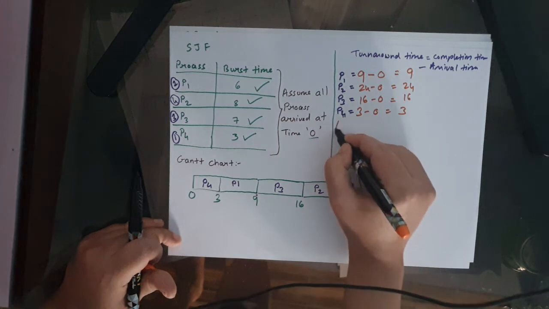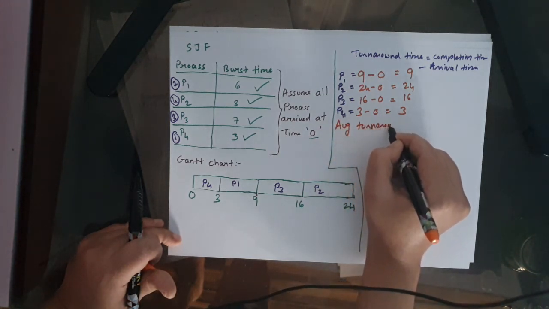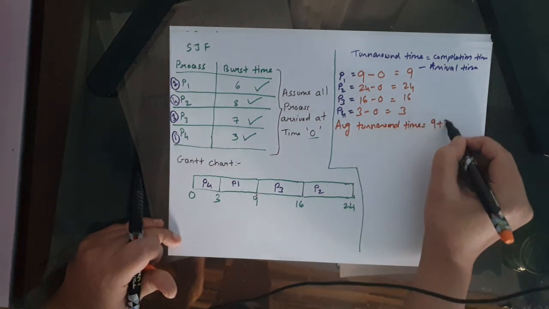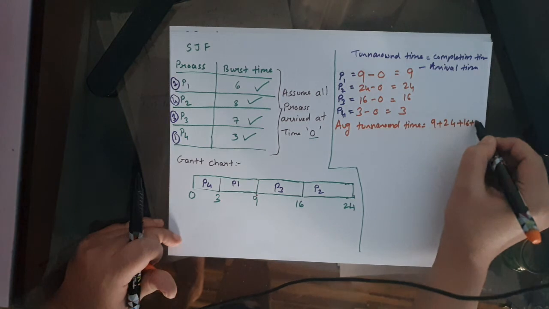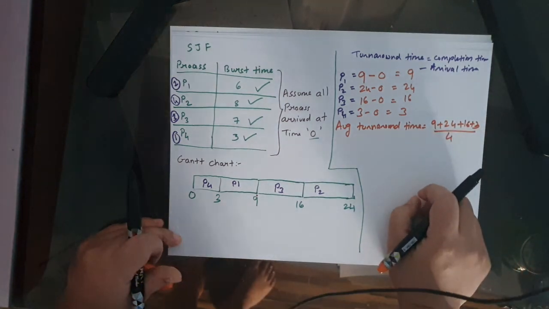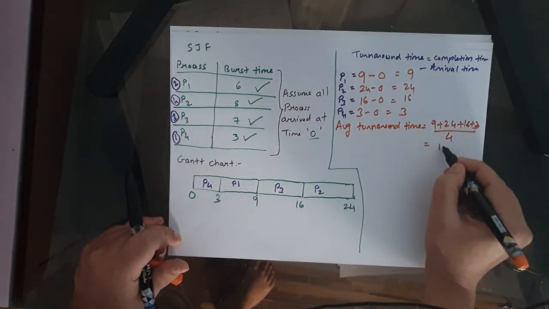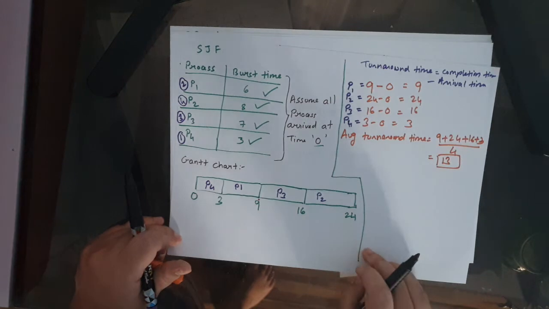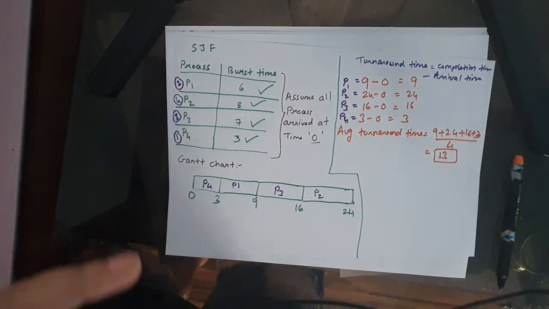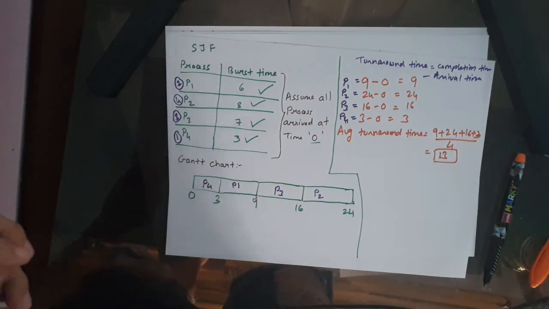Then the next is the average turnaround time, which is 9 plus 24 plus 16 plus 3 divided by 4, which gets us to 13 as the answer. The next is finding the average waiting time.